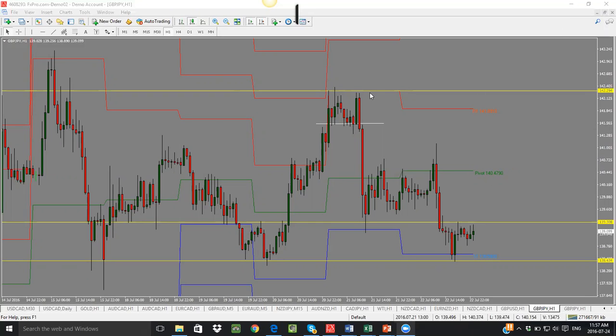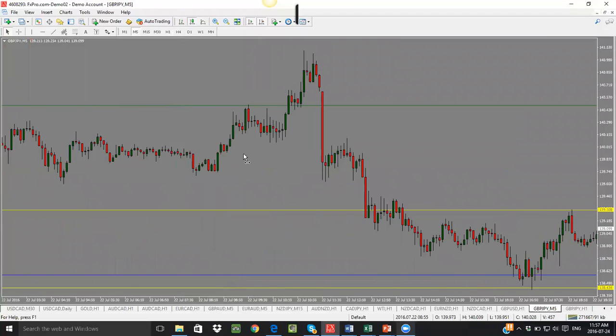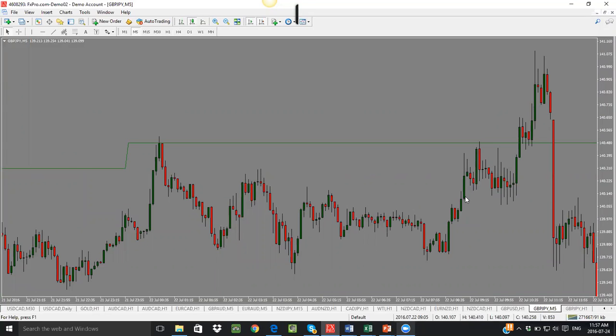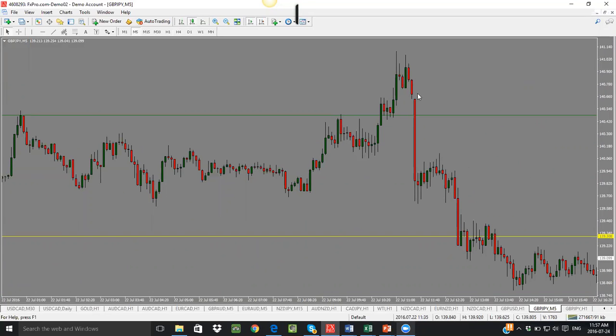So the question here is, after the double top, do I look for a bearish candlestick to go short? I prefer to see a bearish candlestick to go short. For example, let's take a look at this example. This is a double top here as well. Again, this is the pound yen 5-minute chart.